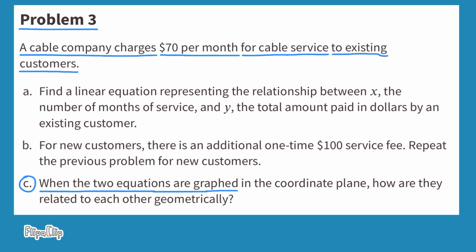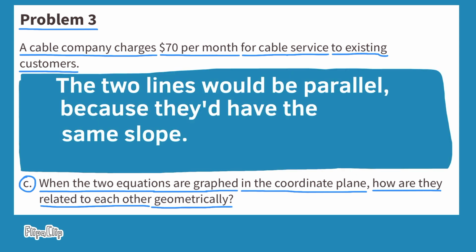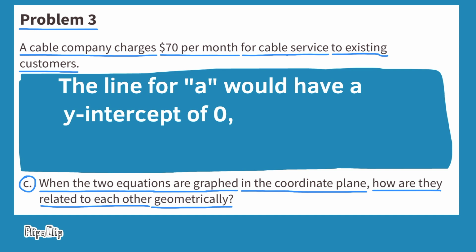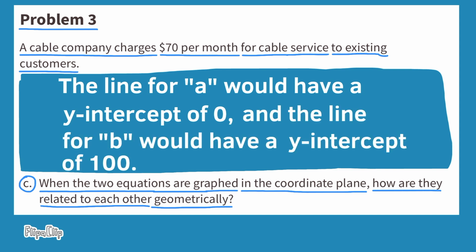C. When the two equations are graphed in the coordinate plane, how are they related to each other geometrically? The two lines would be parallel because they'd have the same slope. The line for A would have a y-intercept of 0, and the line for B would have a y-intercept of 100.